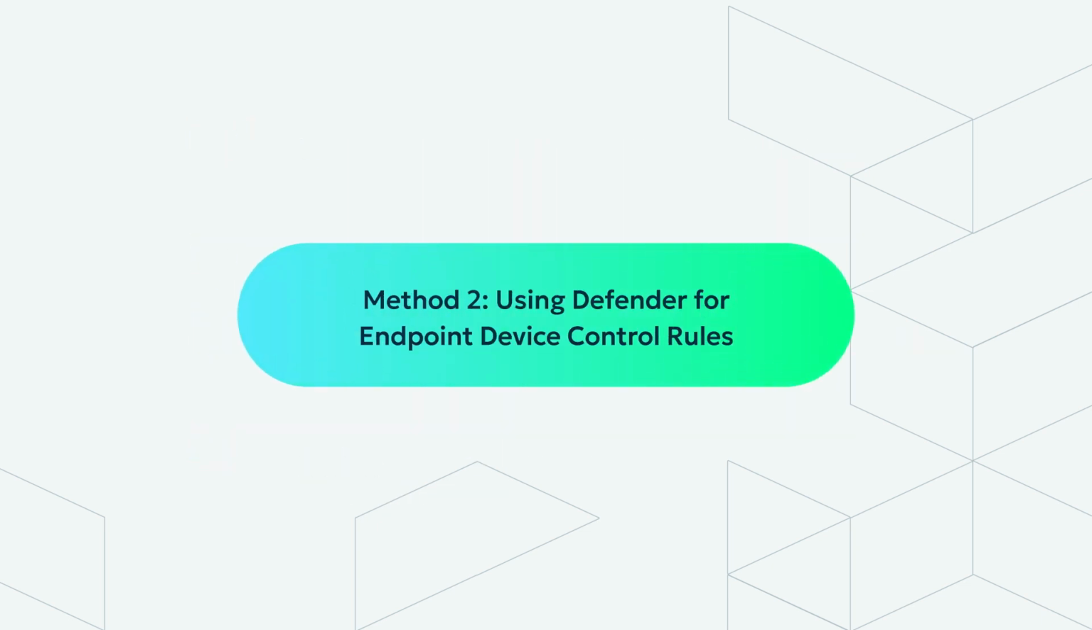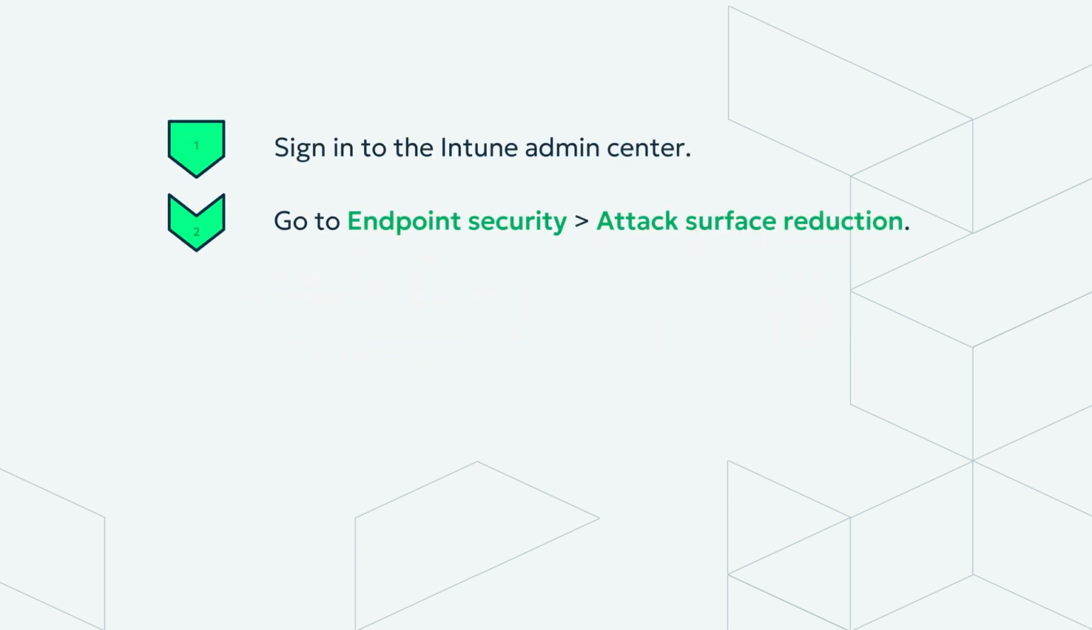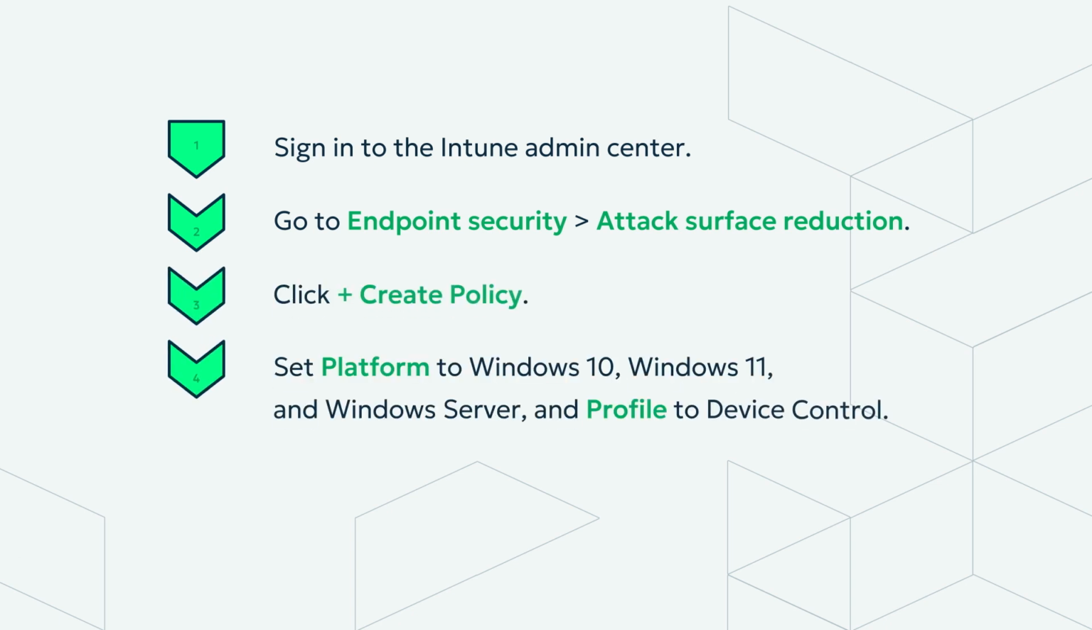Method 2. Using Defender for Endpoint device control rules. This method allows for more granular device control using Defender policies. Sign in to the Intune Admin Center. Go to Endpoint Security, Attack Surface Reduction. Click plus Create Policy. Set Platform to Windows 10, Windows 11, and Windows Server, and Profile to Device Control.